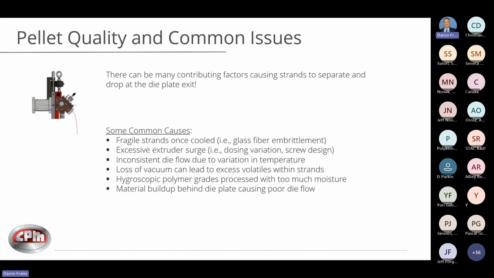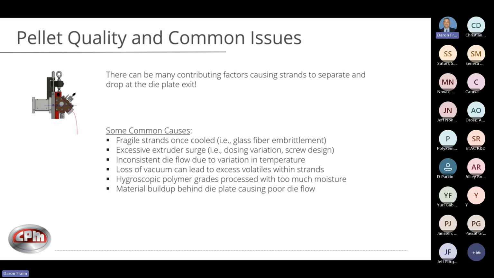So when we talk about factors in terms of strands separating, we touched on this a little bit. I talked about the quenching. We talked about hygroscopics, but here are just some overall tips. If you're seeing a continuous or quite frequent dropping of strands, here are some tips and ideas from what I've seen. Again, it could be fragile strands once they're cooled.